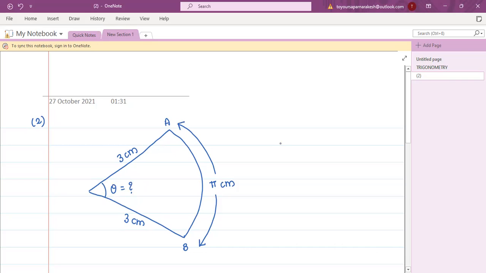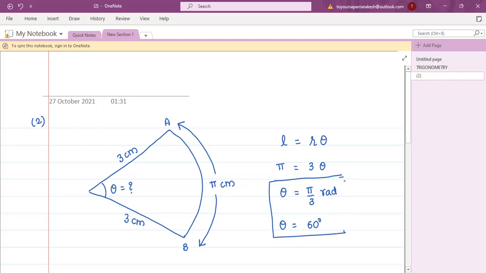What is the formula we have already? Length of the arc is equal to r theta. In the question, the length of the arc is given as pi centimeters, and the radius of the arc is 3 centimeters into theta. Therefore, theta equals pi by 3 radians, which means 60 degrees. So this is the final answer.